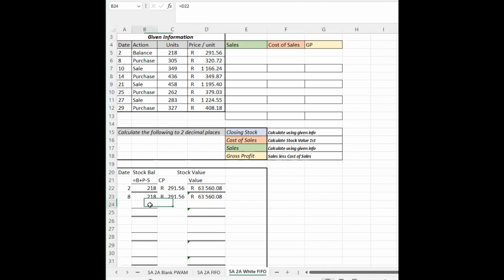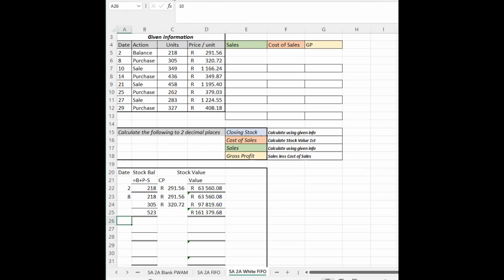That didn't change, but we are also buying an additional 305 units at 320 Rand, so that the stock value for those are 97,000. But of course, when we add them up, we will get exactly the same values that we had when we were using the perpetual weighted average method in the beginning. It's only once we now have this first sale that things are going to start changing.